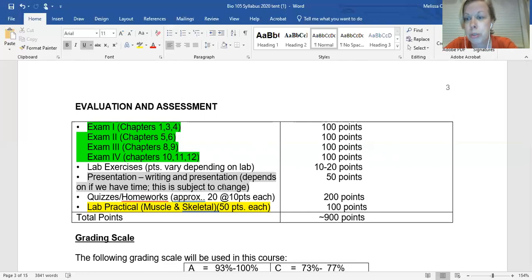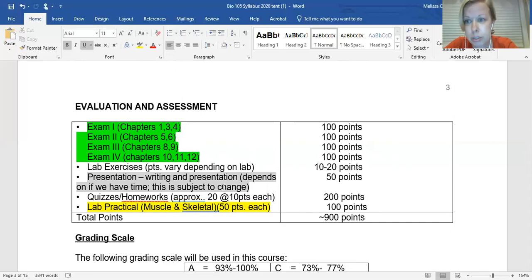Quizzes and homeworks. Quizzes, again, are going to be online on Blackboard, and homeworks are going to be in Mastering A&P and also watching the videos called Ed Puzzles. So for every Ed Puzzle video you watch, you get 2 points. If you don't watch them, you don't get the 2 points and you lose points. So those are considered homework.